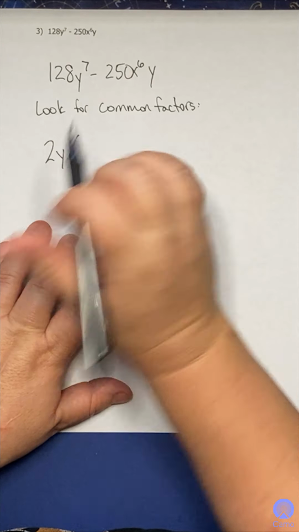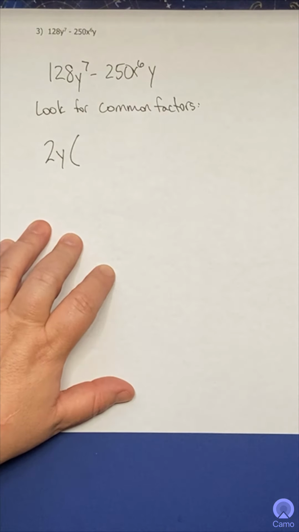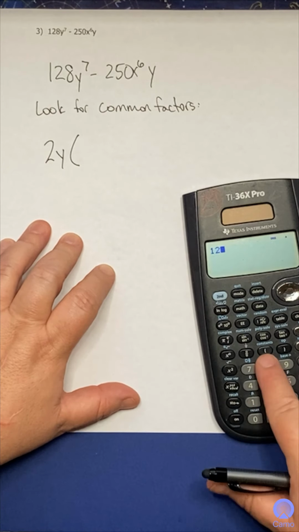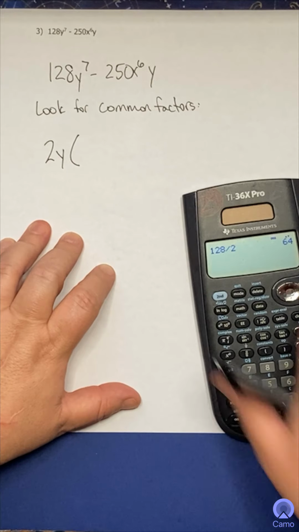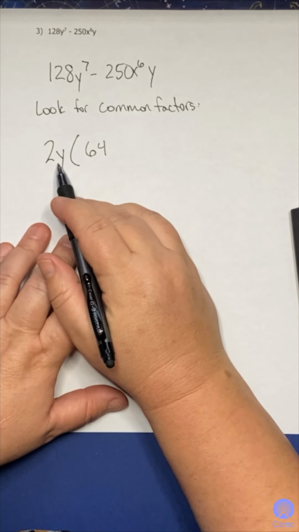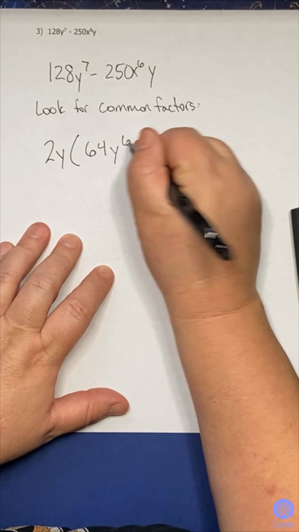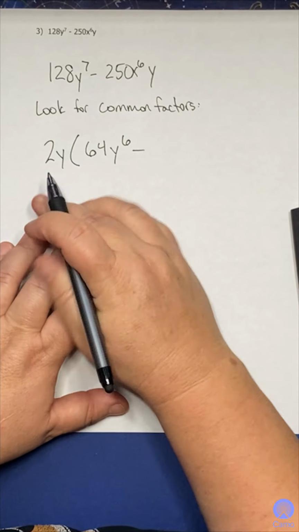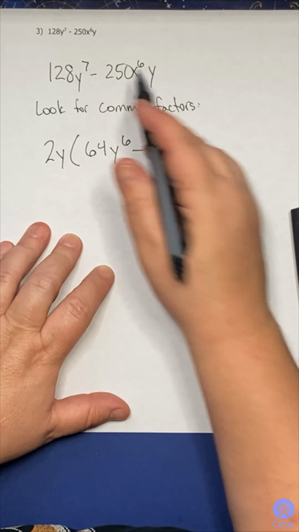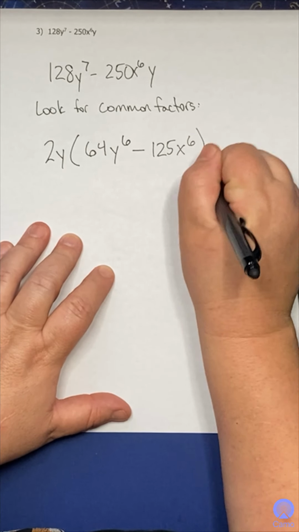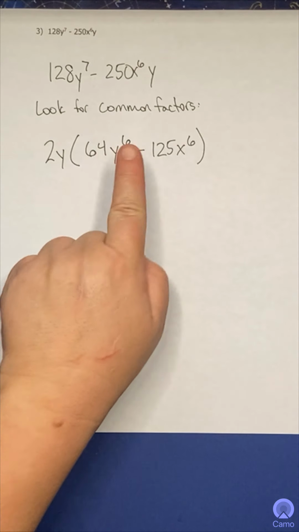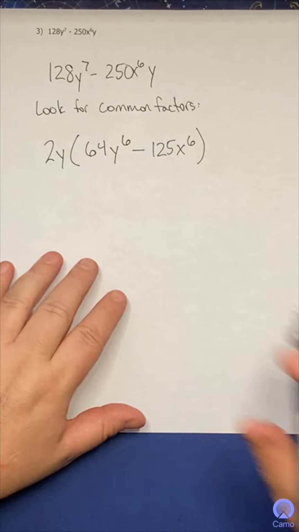Okay, 128, if you're not sure, factor out the 2, that leaves 64. Okay, so I got 64. If I pull out one of the y's, I've got y to the 6th. Minus, and 2 into 250, I know that one, 125, and I factor out the y, so I've just got the x to the 6th. And now, these are perfect cubes.